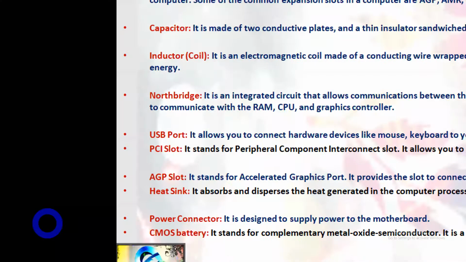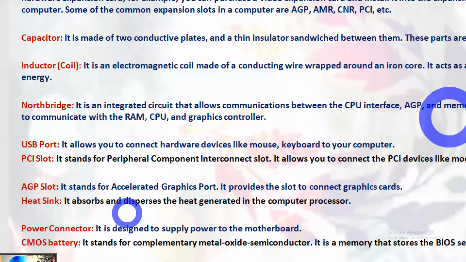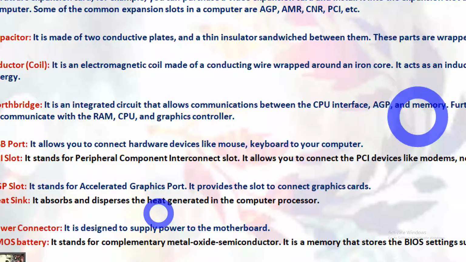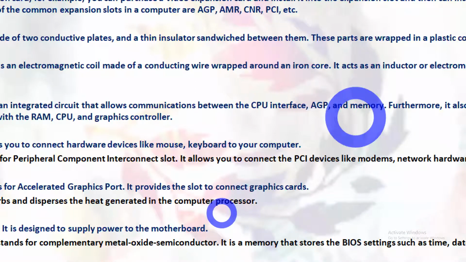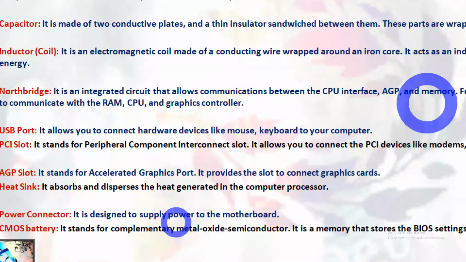Okay, next, heat sink. It absorbs and dissipates the heat generated in the computer processor to maintain a constant temperature of the processor. This processor generates more heat, and due to that it damages other components of the motherboard circuit. To avoid that, they use heat sinks and a fan above the processor to maintain a constant temperature of the particular processor.